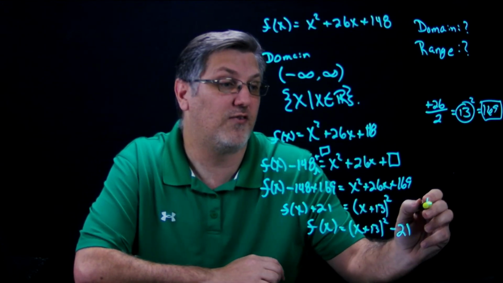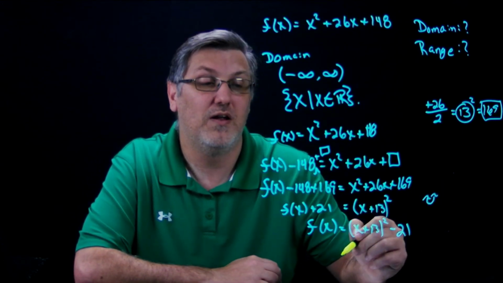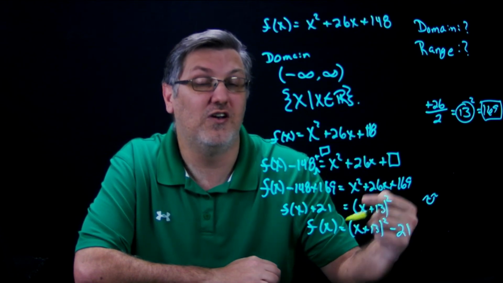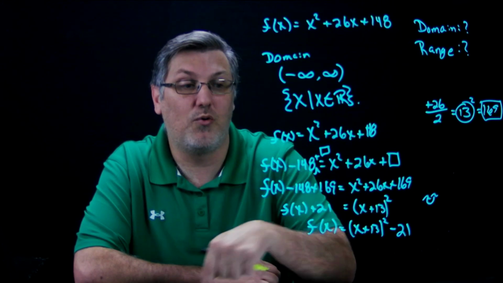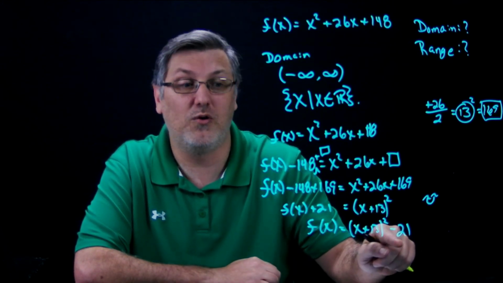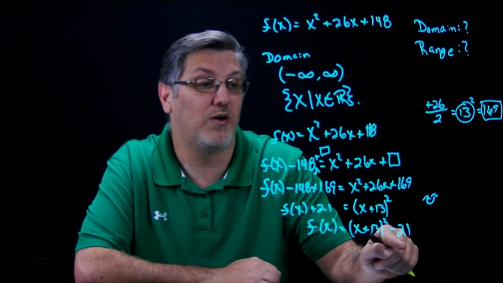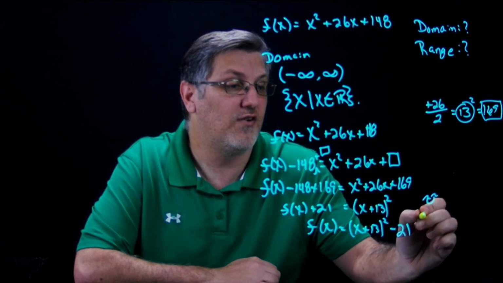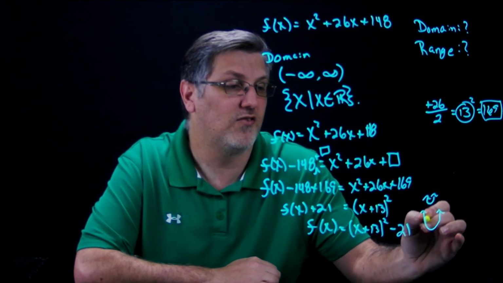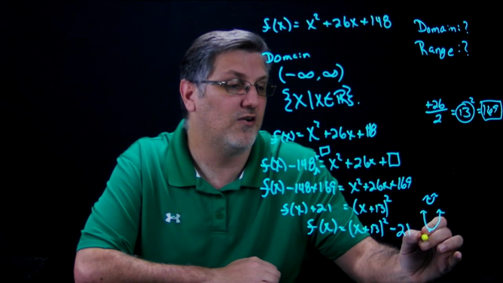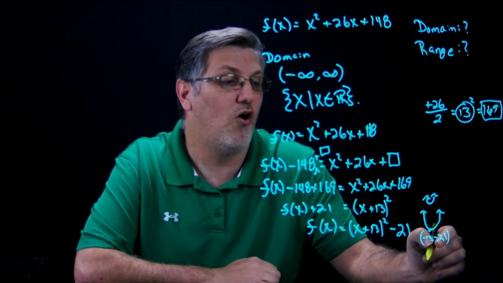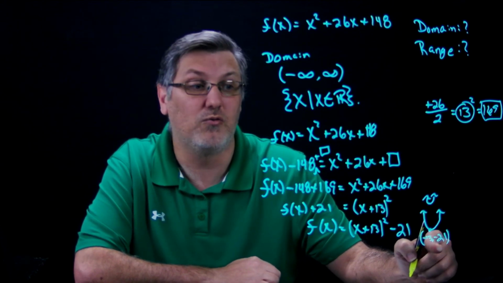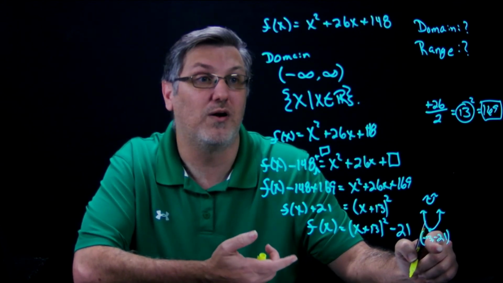Okay, so what this tells me, if I look in front of my parenthesis here, it's positive. That means this graph is opening upward. This graph was also shifted left 13 units and down 21 units. Left 13, down 21. I don't care about the left, but I care about the down 21. So if I have a parabola that's opening like this, and this point right here is negative 13, negative 21, all my y values are greater than or equal to negative 21, which leads me to my range.